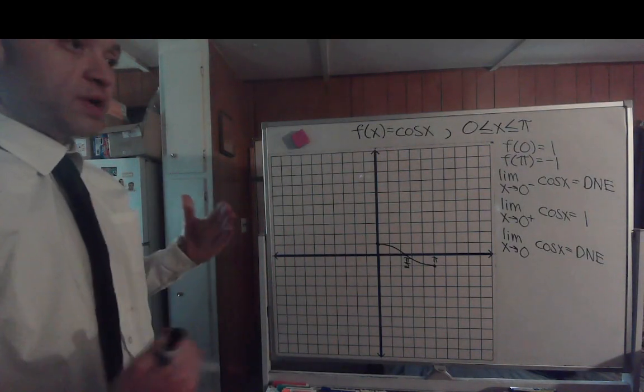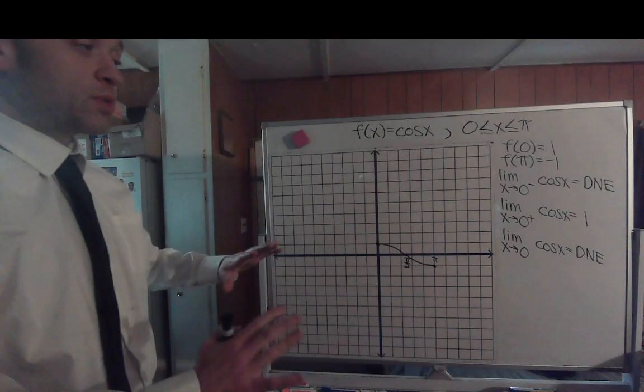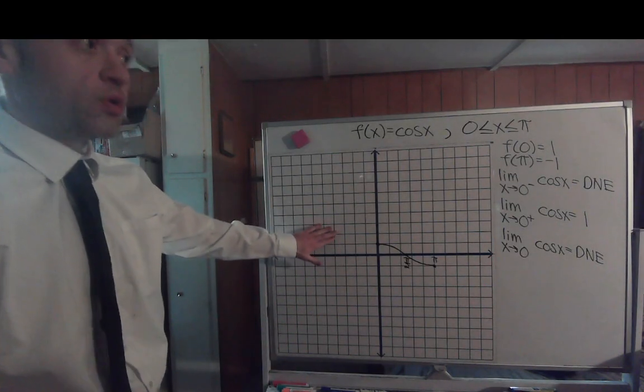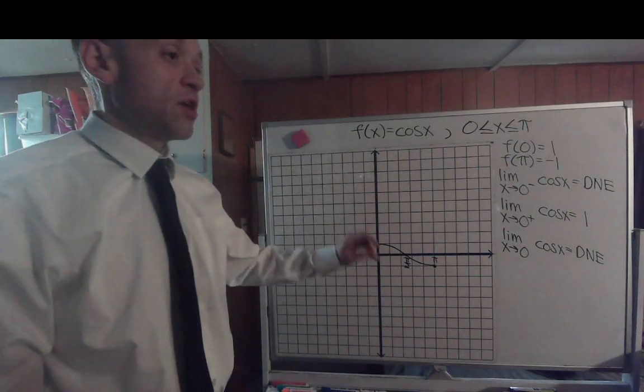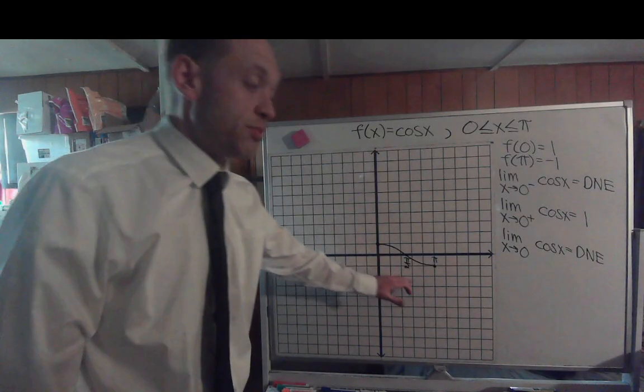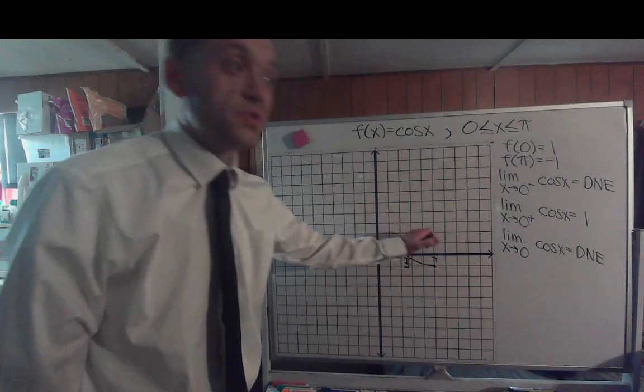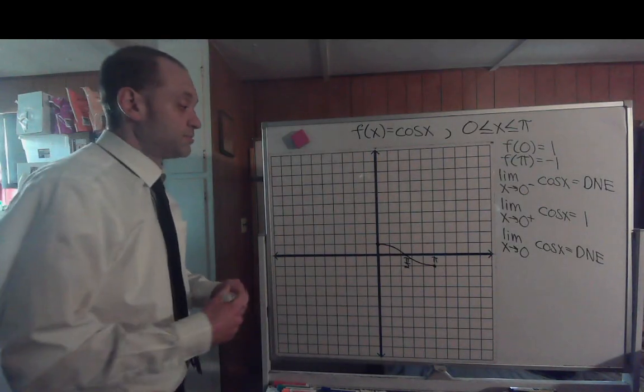Because with endpoint discontinuities, we don't care what's going on to the left of the left endpoint. We don't care what's going on to the right of the right endpoint. We only care what's actually going on at the endpoints themselves and in between those endpoints. That's all we care about.